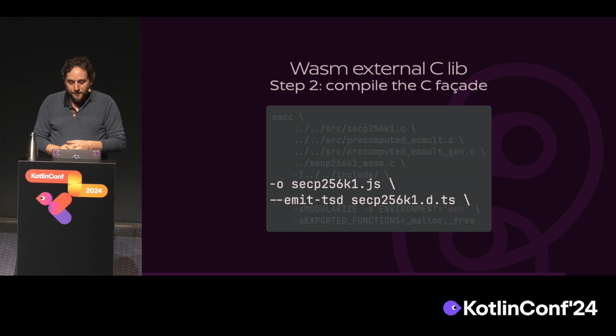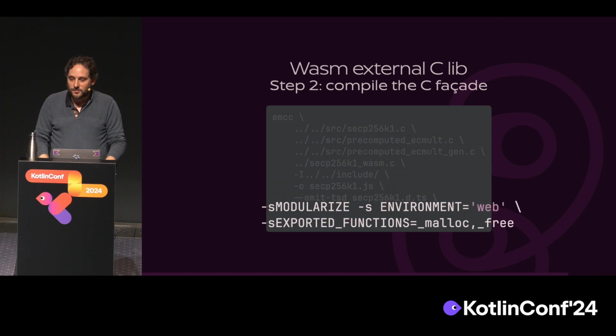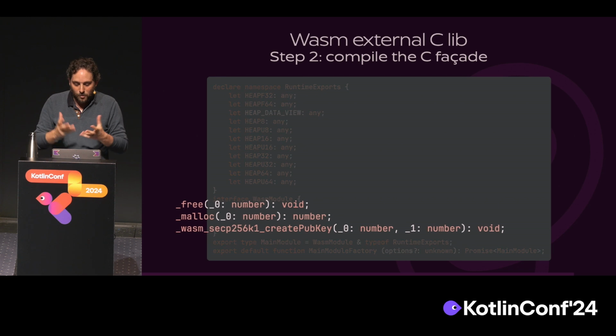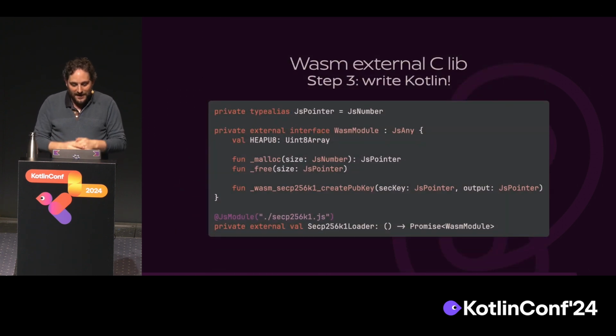I give it some output. I tell it to emit some TypeScript definition just because I want to know what's been generated. I will not use it in my program, but it helps me understand what's been generated. I also need to tell it, okay, it's for the web. You need to modularize it so I can import it as a module. And because I'm also going to allocate memory, I need the malloc and free functions. Once you've done that, it generates this TypeScript definition. The most important thing is you have access to malloc, free, and the functions that I've created in my facade. Once I've got that, I can write Kotlin.